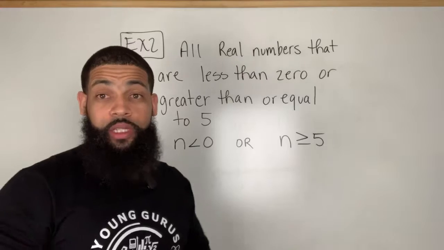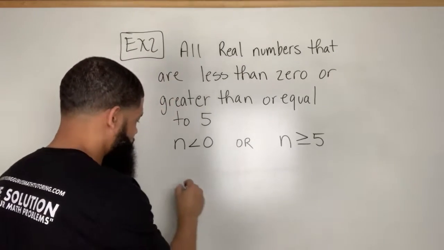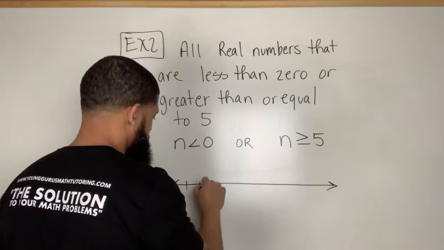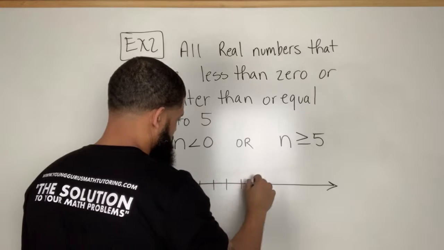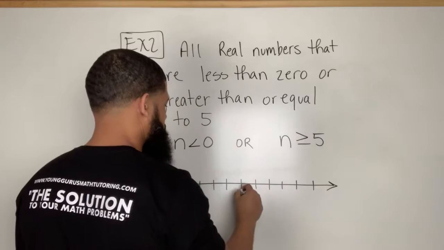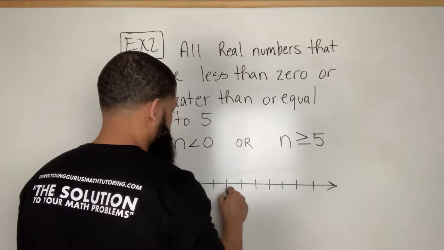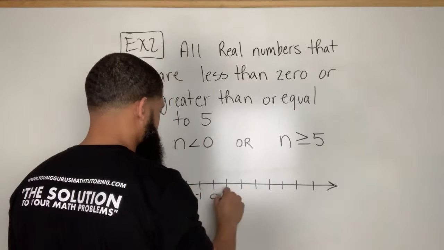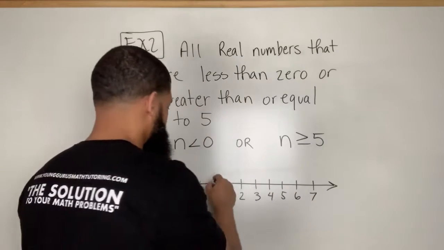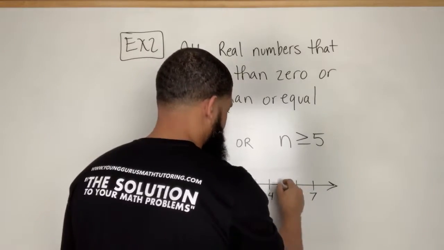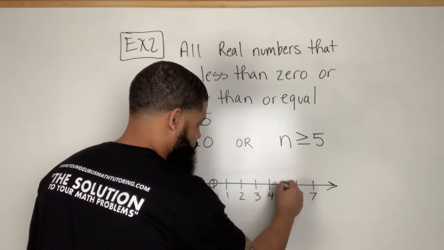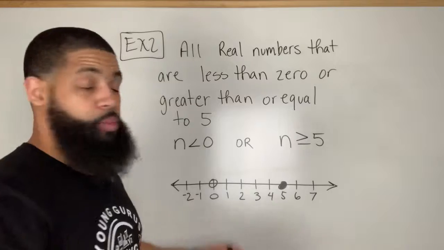So this is still a compound inequality. It has two parts. Now we need to definitely graph this. So let's say we have, let's put 0 here. So -1, -2, 1, 2, 3, 4, 5, 6, and 7. So we'll look at 0 and then we'll look at 5. Now, the 5 is greater than or equal to, so that's going to be a closed circle on the number 5. And then the circle is going to be open on 0.